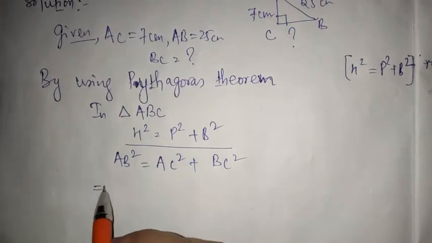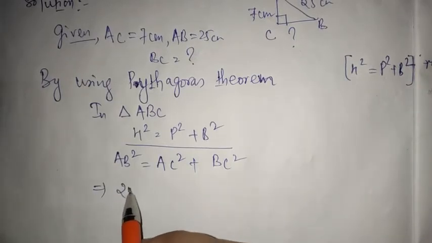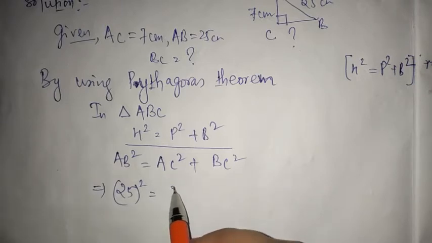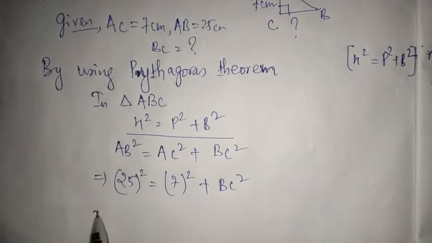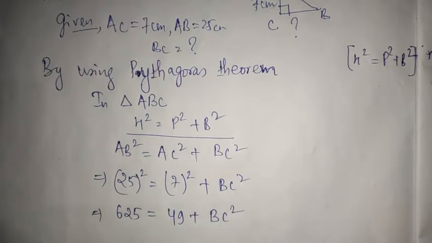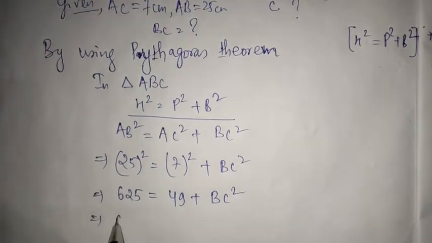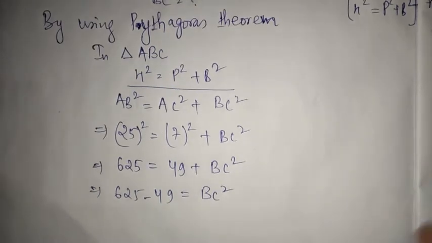So now, what is your AB given? AB is 25 square. What is your AC given? 7 square. Plus what is your BC given? Don't know. You have to find. Now 25 into 25 is 625. Now 7 into 7 is 49 plus BC square. Right? So now, when you bring this 49 to this side, minus 49 will be there, and you'll be getting BC square. So when you minus this, you are going to get 576 is equal to BC square.